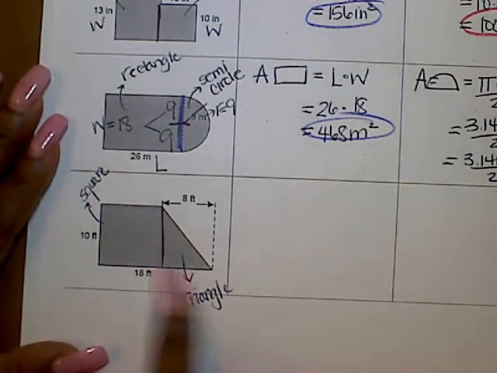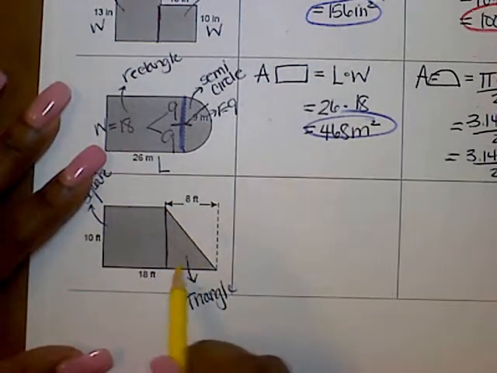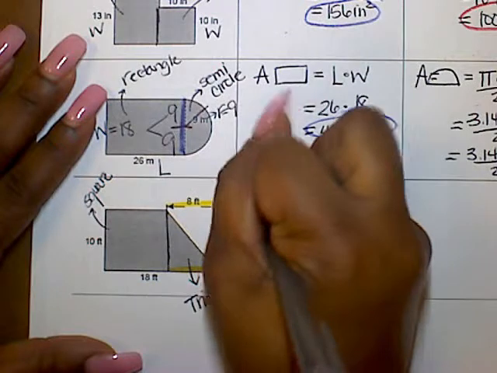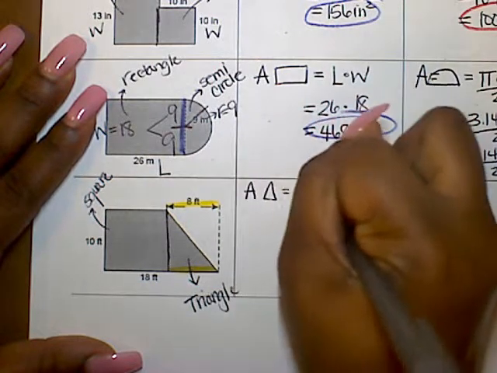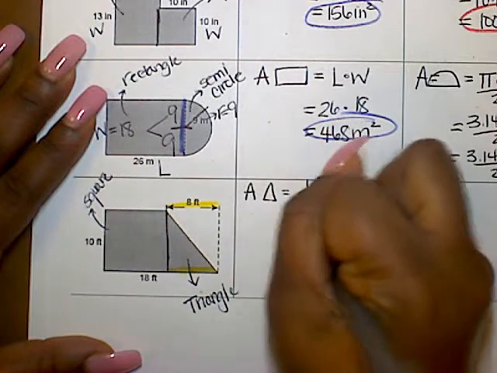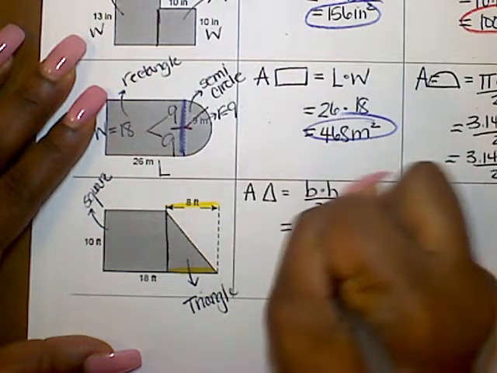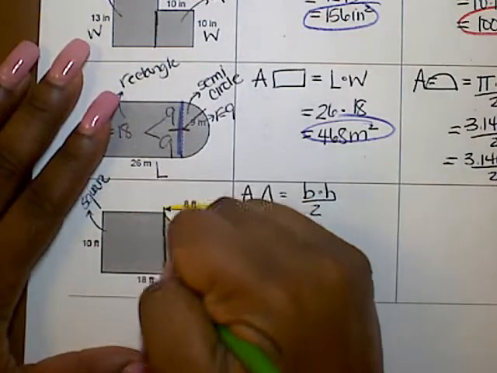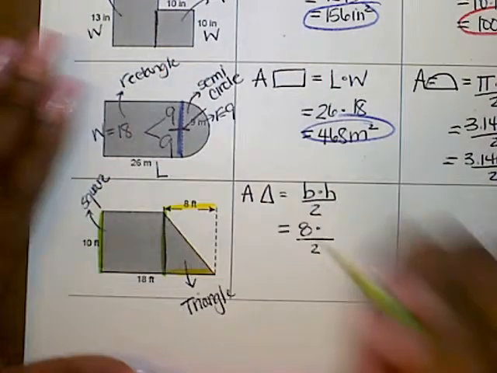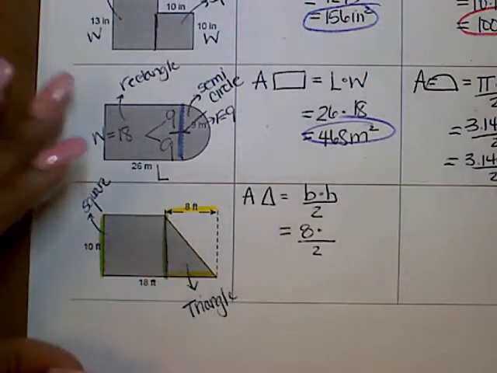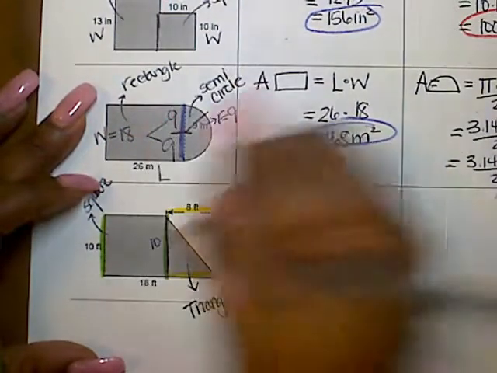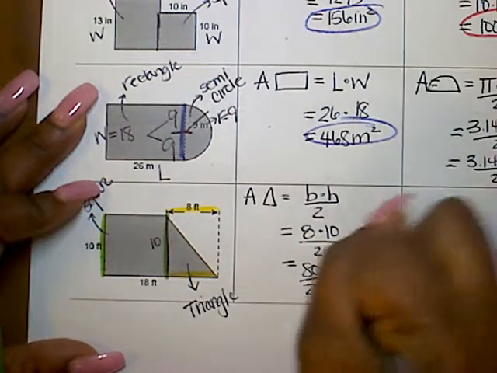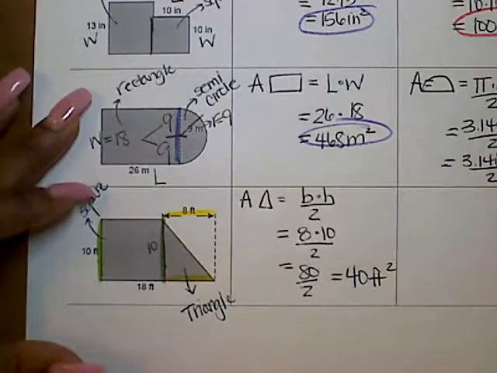We know that this whole piece right here is the same as this. So we know that that's 8. So we have our area of a triangle equals base times height divided by 2. So that's going to be our base. Our base is 8, but we need our height. So our height is this entire piece right here. And we don't see it, but we know it has to match this piece here. So if this side is 10, then this side has to be 10. Good. So we have 8 times 10, which is 80, and then 80 divided by 2 is 40 feet squared. Okay.